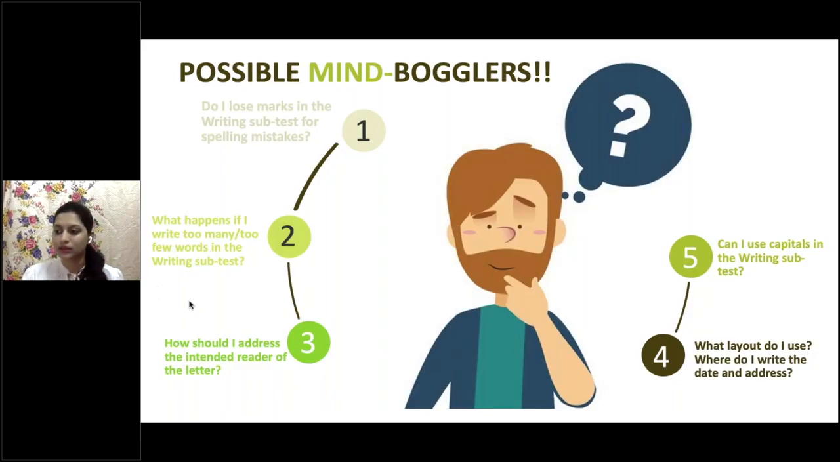All right, so how should I address the intended reader of the letter? You should always use the title and address details specified in the task instructions. Please don't add your own. It'll always be mentioned in the task. Use the same.